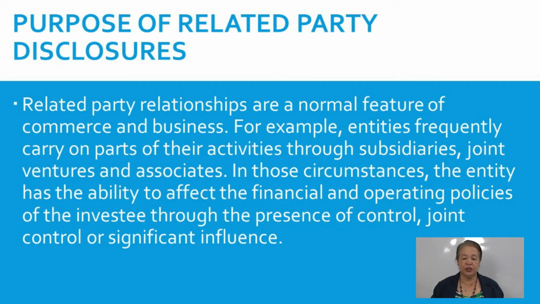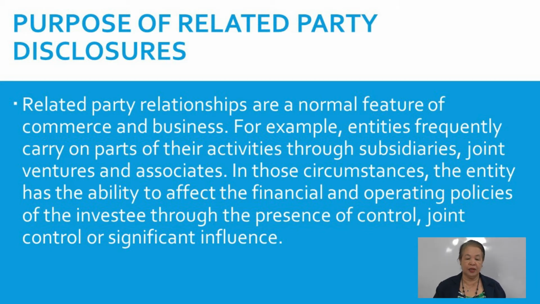So related party relationships are a normal feature of commerce and business. For example, entities frequently carry on parts of their activities through subsidiaries, joint ventures, and associates. Kasi yung mga related parties, this is a way or this is formed by the parent company in order to have a better operation of its business and also as a convenient way of providing services to the parent company. In those circumstances, the entity has the ability to affect the financial and operating policies of the investee through the presence of control, joint control, or significant influence.